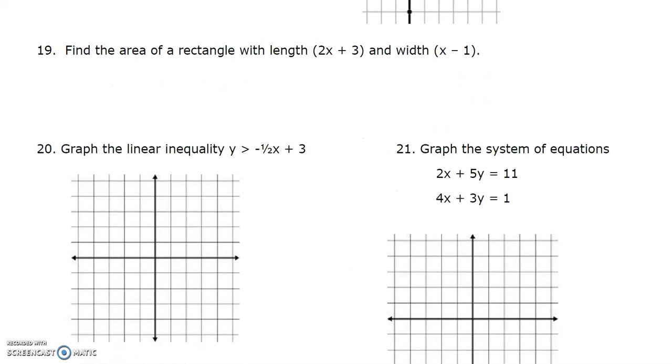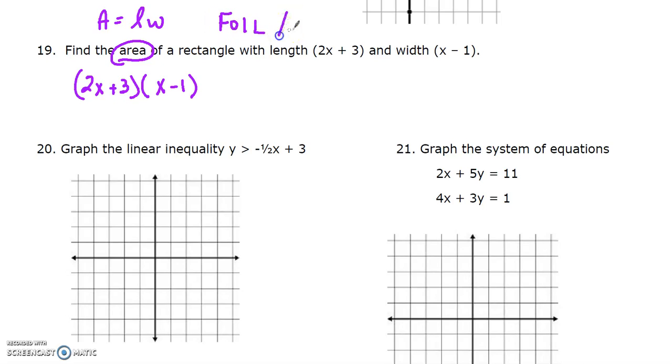Number 19 is asking me to find the area of a rectangle with length 2x plus 3 and width x minus 1. Remember, the area of a rectangle, the formula is just length times width, right? So I'm just multiplying. So here's my length, 2x plus 3. My width is going to be x minus 1. So I can multiply this by either doing FOIL or the box. So your choice. I think I'm just going to go ahead and try to do the box for us.